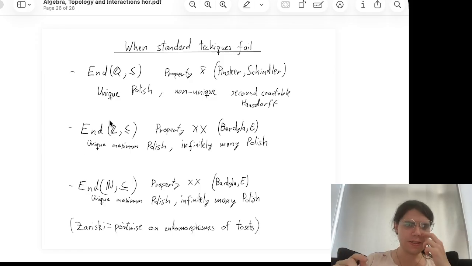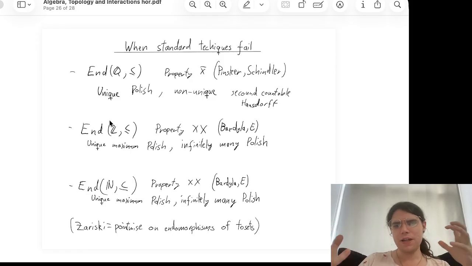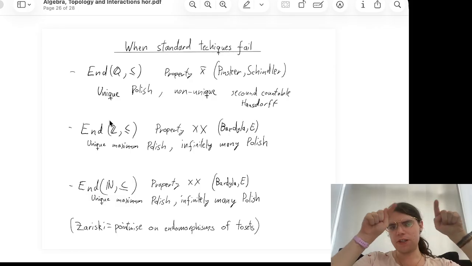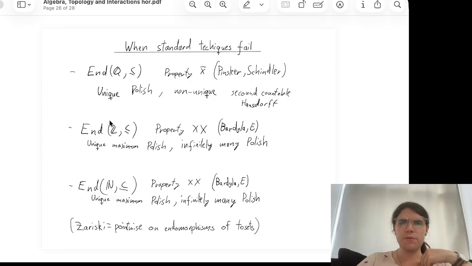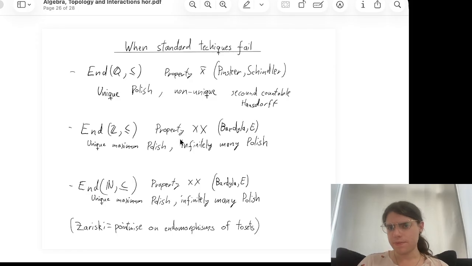Essentially, property double X has property X baked into it, but it also requires you to study the top J class of your semigroup a bit. And the top J class of these two monoids are quite nice, even though they're not groups and they have trivial groups of units.